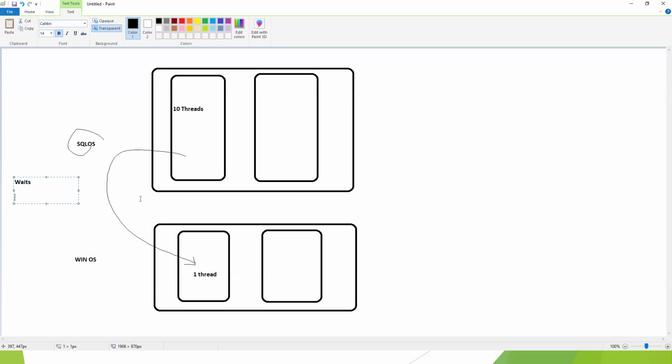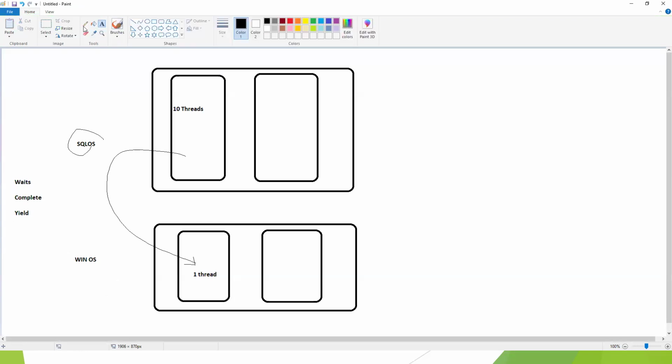Whether it waits, completes, or reaches a yield point, whatever it is, the thread should go back to the SQL operating system. Now what will happen? How do the other 9 threads, or the next thread in the queue, understand that this thread is coming and this thread has to go? This thread doesn't know anything.